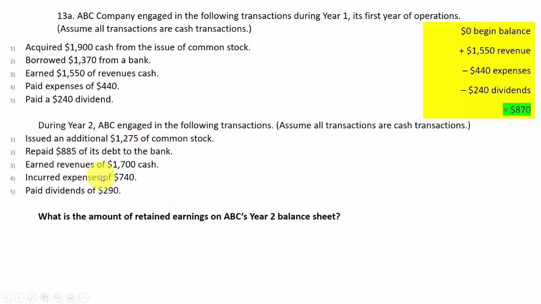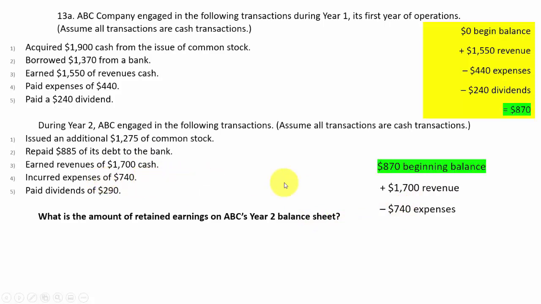So we're going to go through these transactions and pull out the same things. What things from these transactions affect retained earnings? Our starting point is 870. We'll add revenues, which increase retained earnings. We'll subtract out expenses, which reduce retained earnings. And we'll also reduce retained earnings by paying out dividends. So our end of the year retained earnings balance for year two, combining all these things together, would be $1,540.